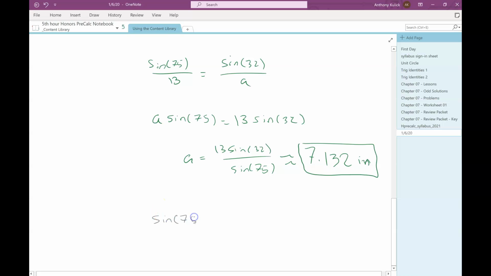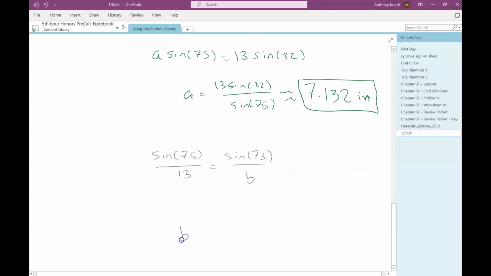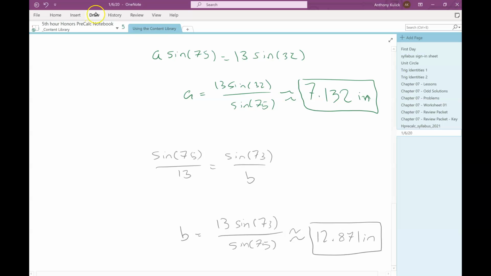So to find side B, we'll set this up kind of the same way. I'm going to skip showing all the work and just go straight to this spot because it's almost identical work as the previous problem. So the setup and then what you're actually typing into the calculator is enough at this point, since we did one part of this all the way through. Everybody feel okay here? Good.